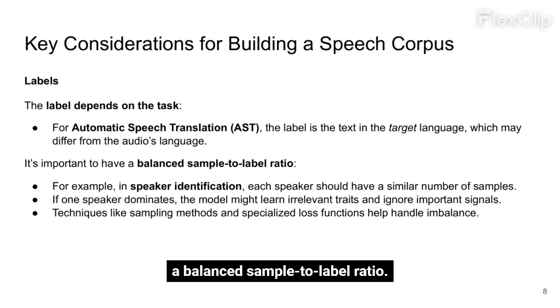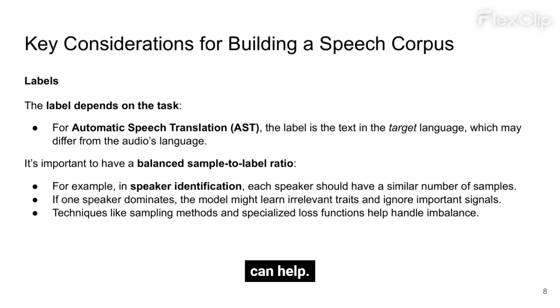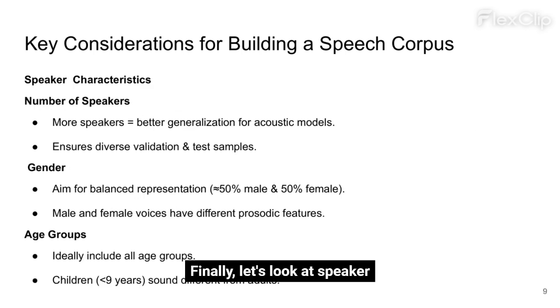Maintain a balanced sample-to-label ratio. For example, in speaker identification, each speaker should have a similar number of samples. Imbalances can cause the model to learn irrelevant traits and ignore important signals, but techniques like sampling methods and specialized loss functions can help. Finally, let's look at speaker characteristics.